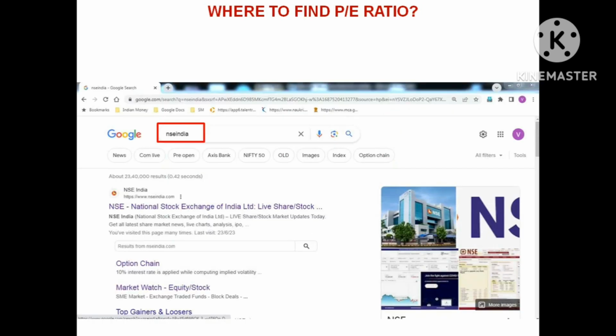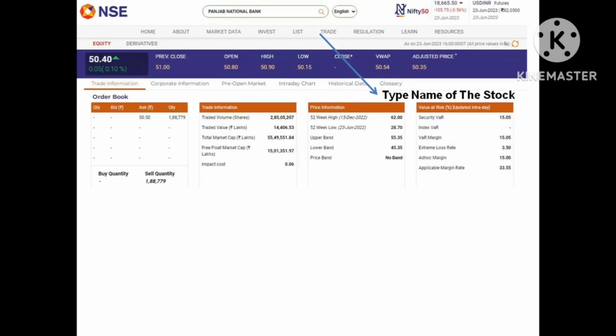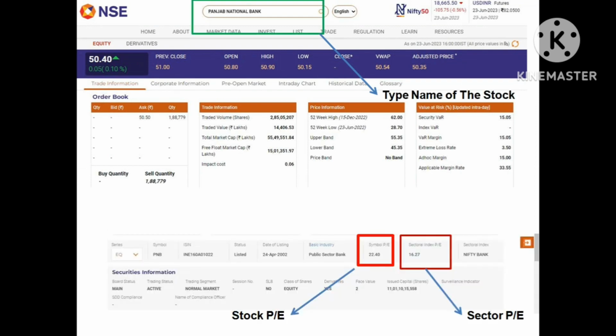And where can we find the PE ratio? We can find the PE ratio of any stock on the NSE website, and we have to type the stock name in the top search bar. We can find the stock PE as well as the sector PE there.